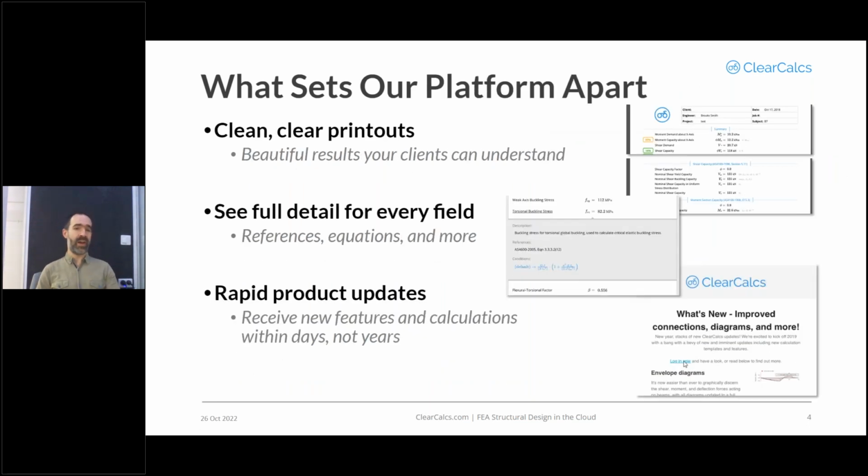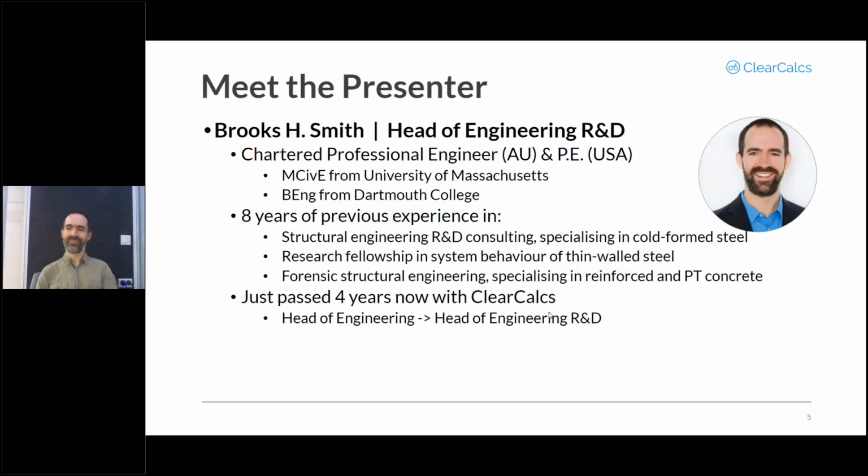On our platform, we provide clean, clear printouts, and you can see the full detail for every field. If you click on the name of any field in our platform, you'll be able to see the references for it, often a description, and any equations used for any calculations involved. We also provide rapid product updates, so you can get an update for every calculation we improve, for every feature we add, within days, not years. You never have to wait for another release to download.